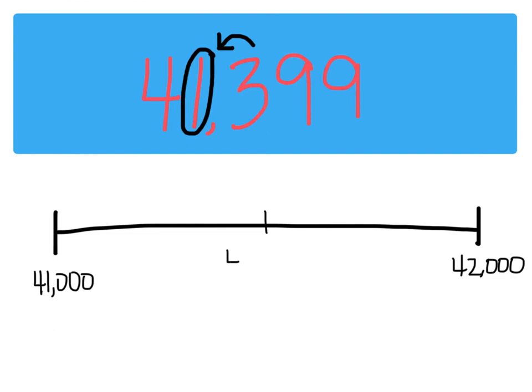Did you put 41,500 in the middle? Where do you think that the number 41,399 goes on this number line? Well, it goes about right here because it is less than 41,500. So 41,399 goes below 41,500, in which case that means we're going to round to 41,000.